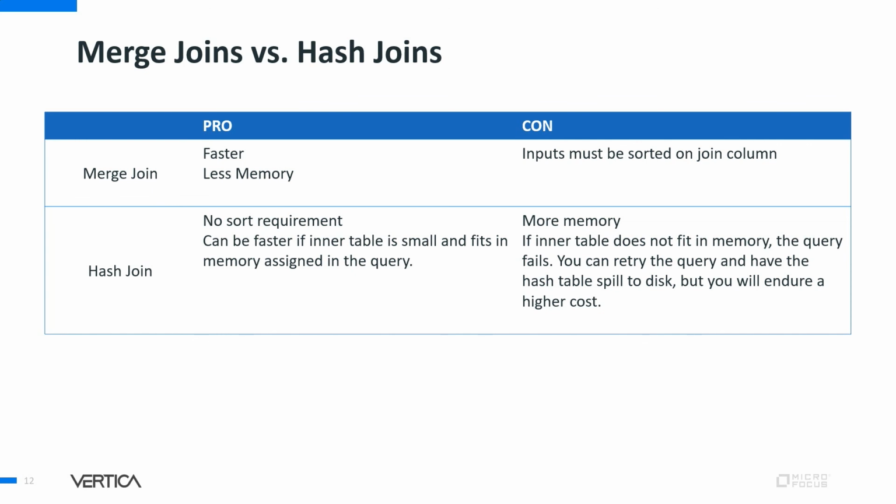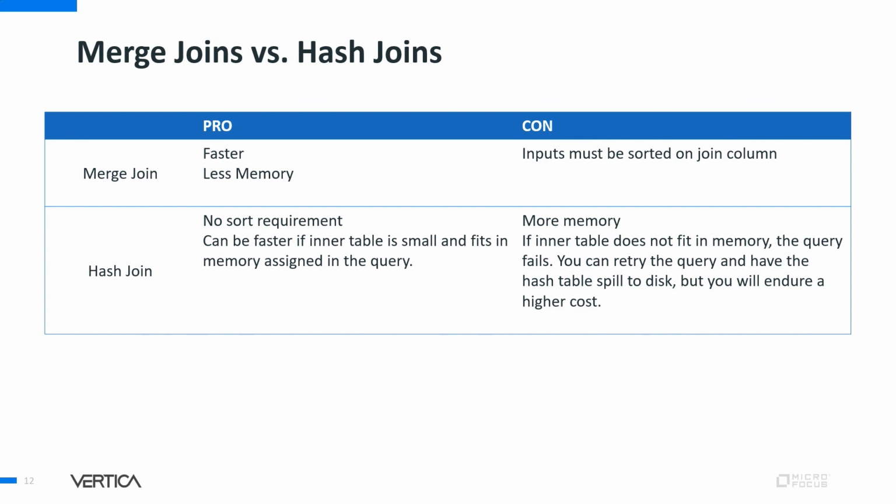Another important consideration in order to optimize projections is the type of joins. You can improve the performance of join operations by ensuring projections are designed in a way that lets Vertica choose the fastest join between the inner and outer tables without having to perform additional sort and data transfer operations.